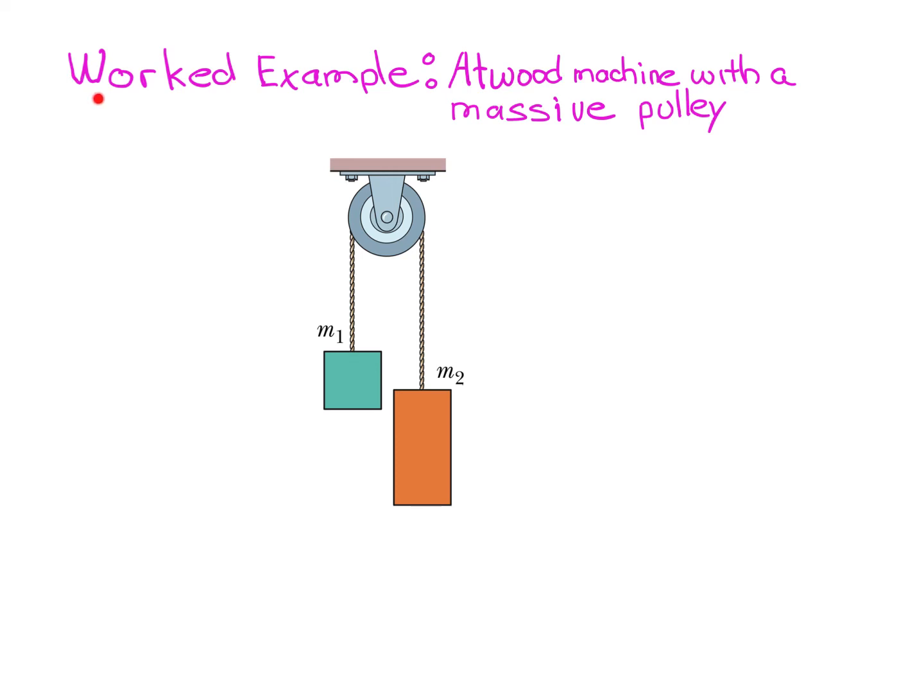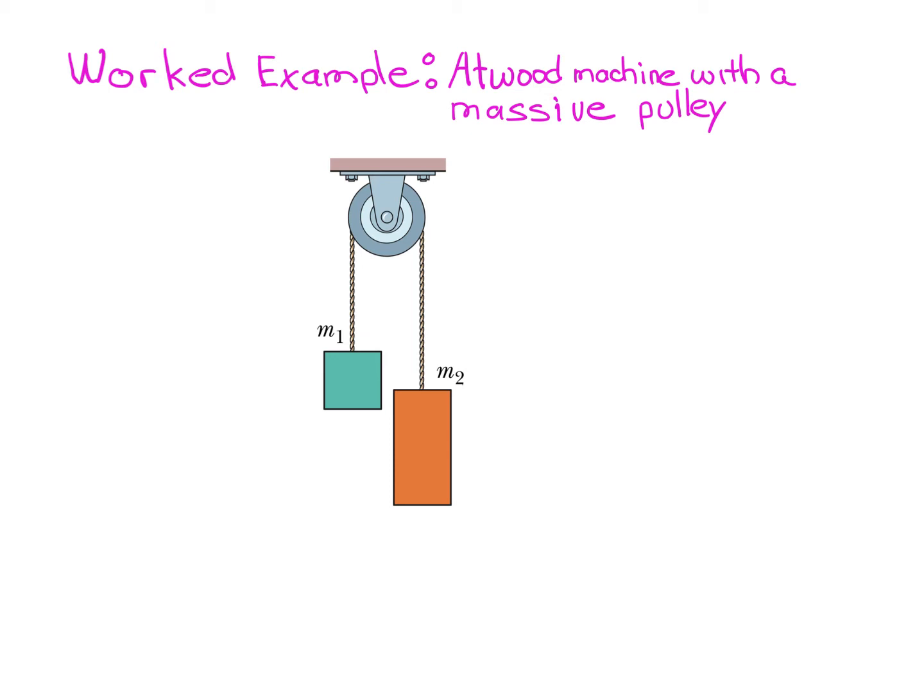Hello. In this worked example, we're going to revisit the Atwood machine, an example which we previously talked about, except now there's going to be a twist. Instead of assuming that the pulley involved in the Atwood machine had no mass, we're going to treat the case of the Atwood machine with a massive pulley, and this will be a good example to use the rotational analog of Newton's second law.